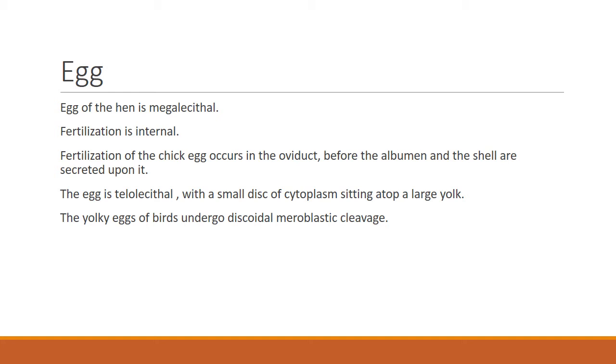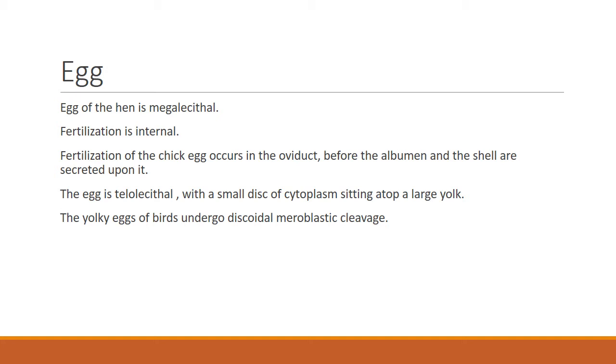Fertilization of the chick egg occurs in the oviduct before the albumin and the shell are secreted upon it. The egg is telolecithal, with a small disc of cytoplasm sitting atop a large yolk. The yolky egg of birds undergoes discoidal meroblastic cleavage.